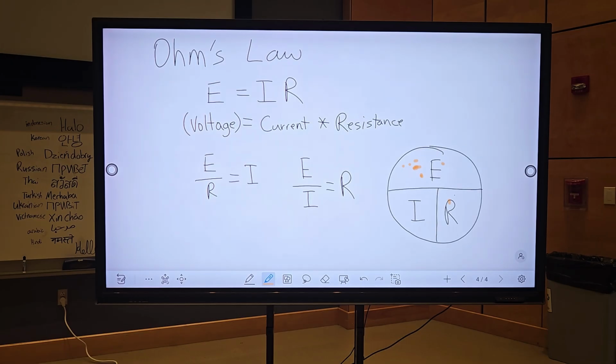So anyway, that's about it for the intro to electricity. Next time we will be getting into a very brief lecture on metric prefixes.